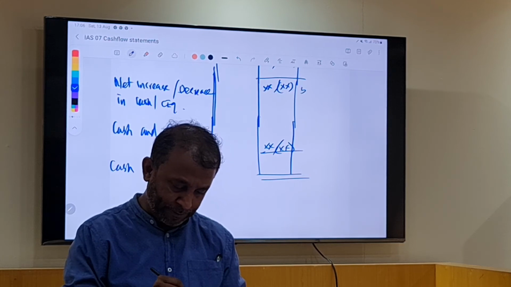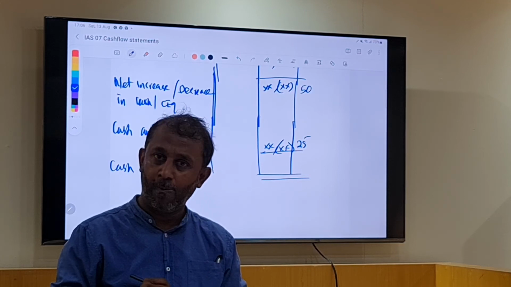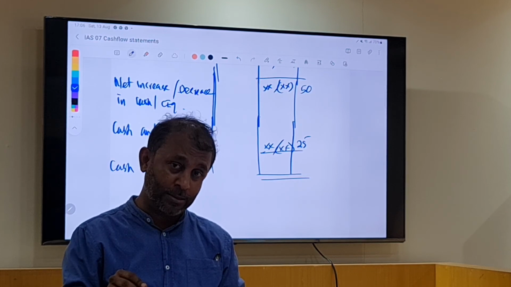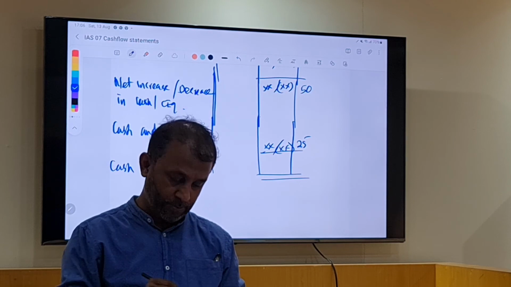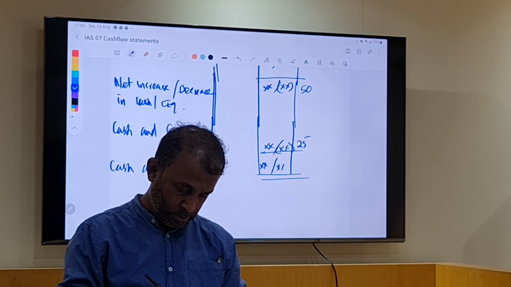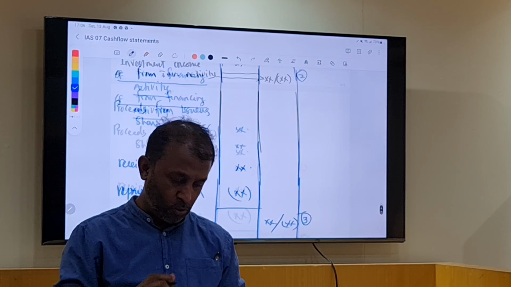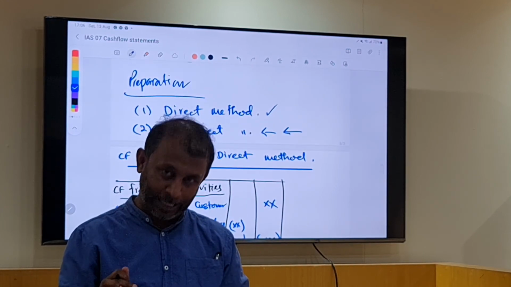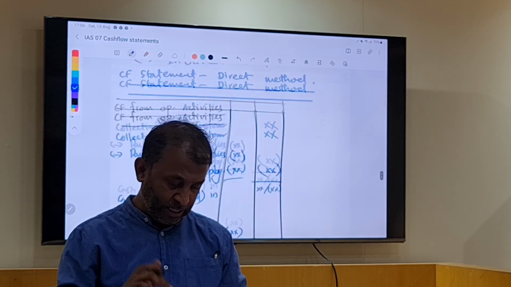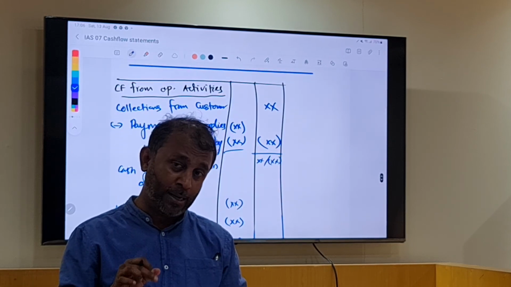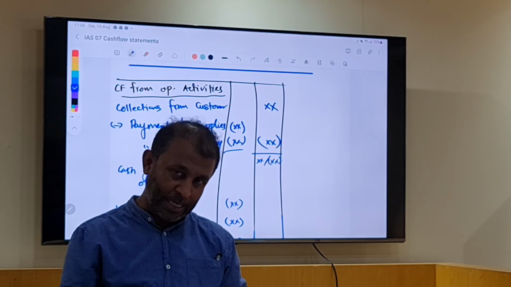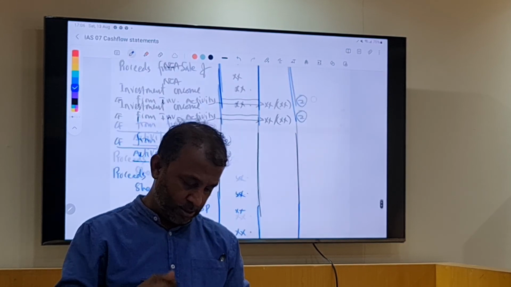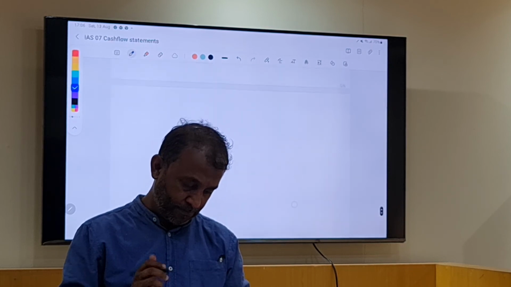For example, this is 50, this is 25. You must have it here, and you go and check your balance sheet. You should have that. So this is all about preparing cash flow statement using direct method. Now, we need to understand how to prepare cash flow statement using indirect method. With only a little time left, we can stop the class. So, I'll continue with that.